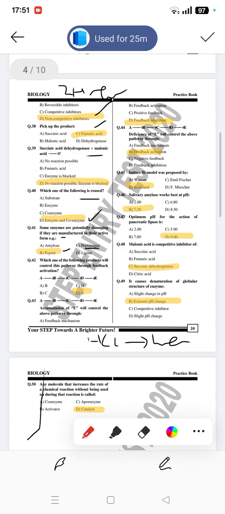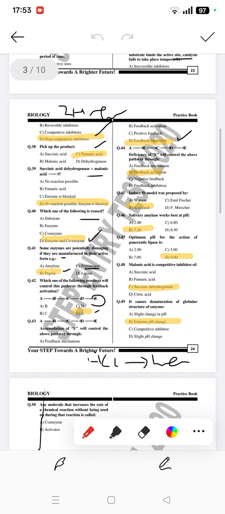Which of the following products will control this pathway through feedback? So it's E. Accumulation of E will control the above pathway. So here feedback inhibition occurs. Feedback inhibition is simply a process when there is no need to create or for any action to be done. Inhibit means to stop.